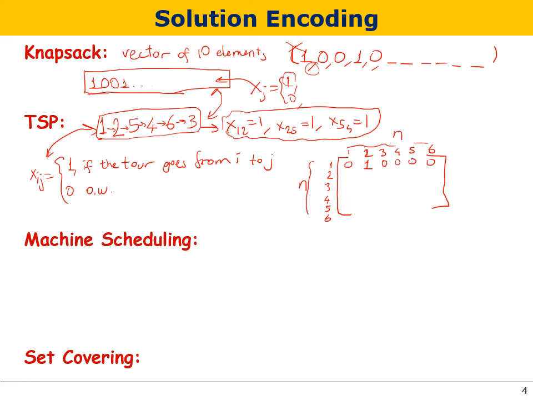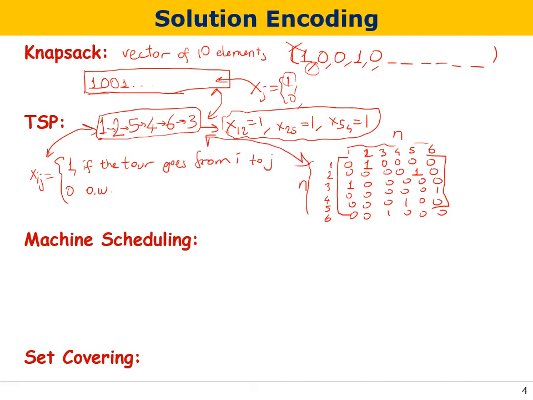Then from 2 we are going to 5, which means that all others are 0, but this is 1. Then from 3 we are going to 1, so 3 to 1 is 1, all others are 0. Then 4 to 6, all these are 0 and this is 1. And 5 to 4, this is 1. And 6 to 3, so this is 1. This is the representation of the same solution as the previous one.